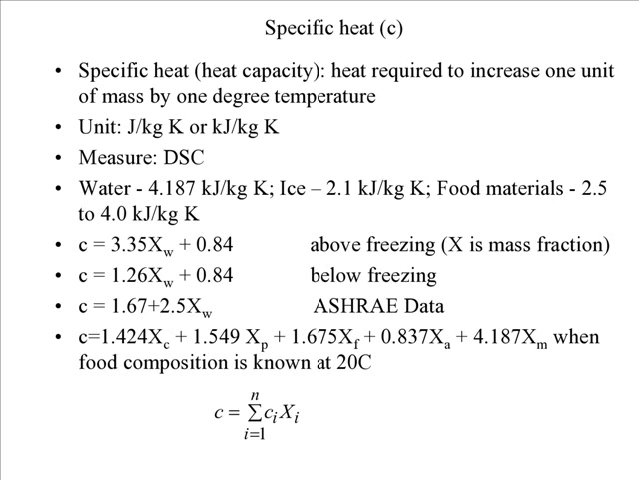The ASHRAE data gives it this way, and then when the food composition is known, you can calculate the specific heat by knowing the different components, which are represented by X sub C, X sub P, X sub S, X sub A, and X sub N, which will be discussed shortly.